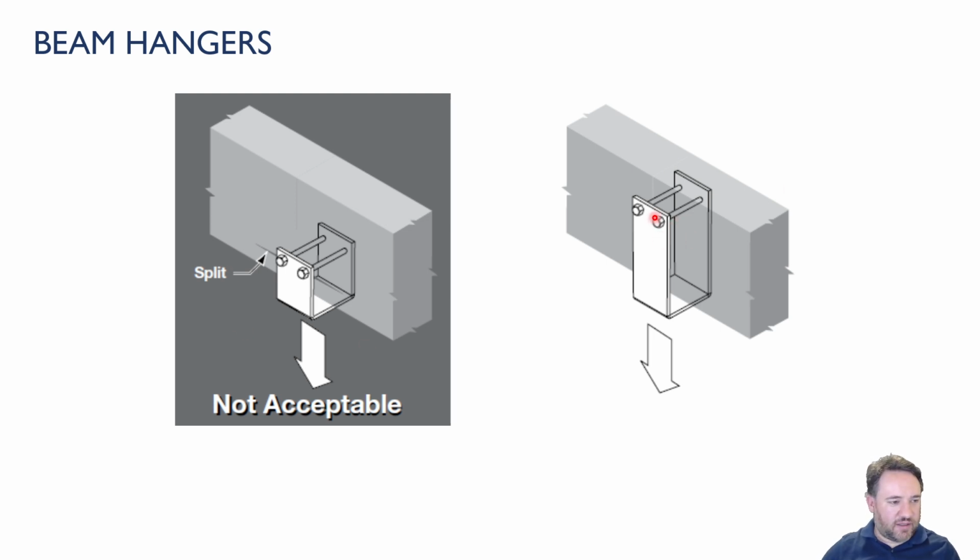Even better, put the plate over the top and transmit that load in bearing instead of transmitting it like this. But you might not always have access to the top of a beam. Maybe there's something already on top of it.